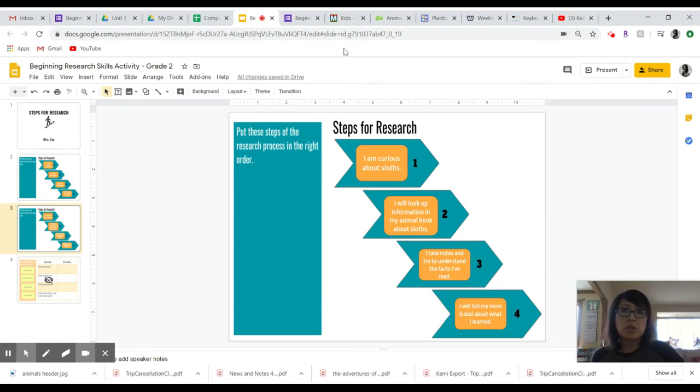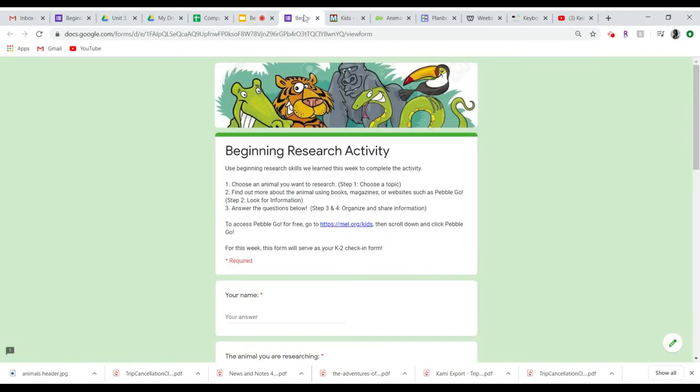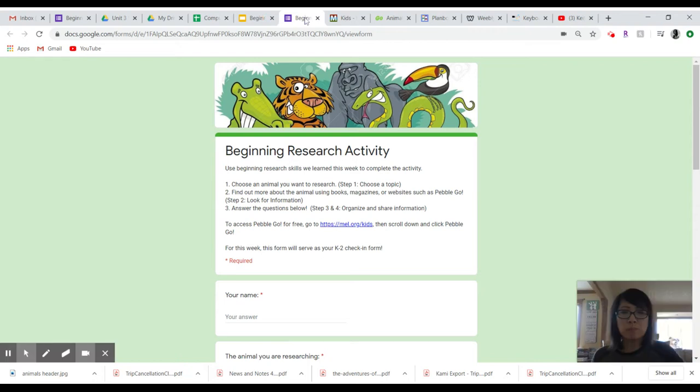Okay, but I'm going to take you now to the activity sheet that you are going to complete using these 4 steps. All right, so on this screen, and this activity is linked in the Google Classroom, the GA homework page. There's a link there.